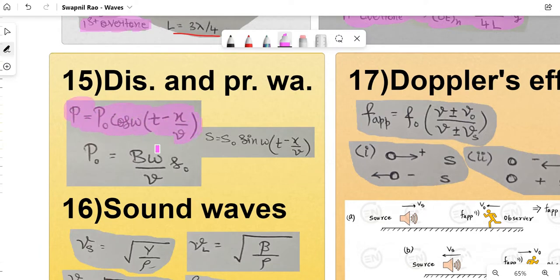P is equal to P naught cos omega t minus x by v, and P naught over here is nothing but bulk modulus times omega by v times s naught. And what is s naught? S naught is from this equation, s is equal to, which is the displacement wave, by the way.